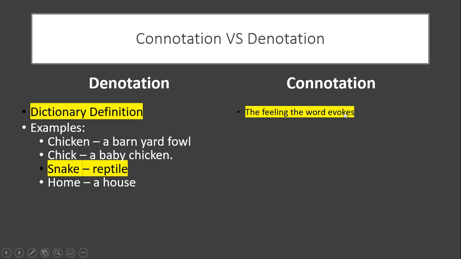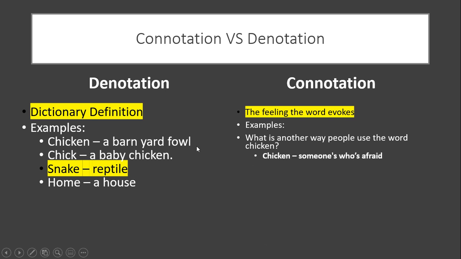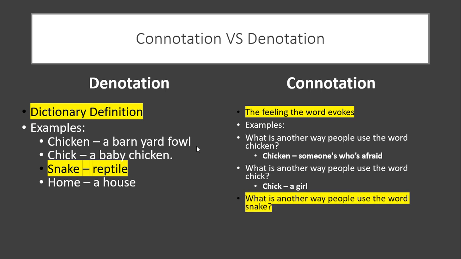So, the feeling the word evokes. For instance, chicken, right? Even though the denotation of chicken is a barnyard fowl, an animal, we know chicken can also mean someone who's afraid, right? Another word, chick. We know that in the dictionary means a baby chicken, but the connotation of that, I'm like, oh, all those chicks over there are laughing and giggling. I'm talking about a girl or a bunch of girls.